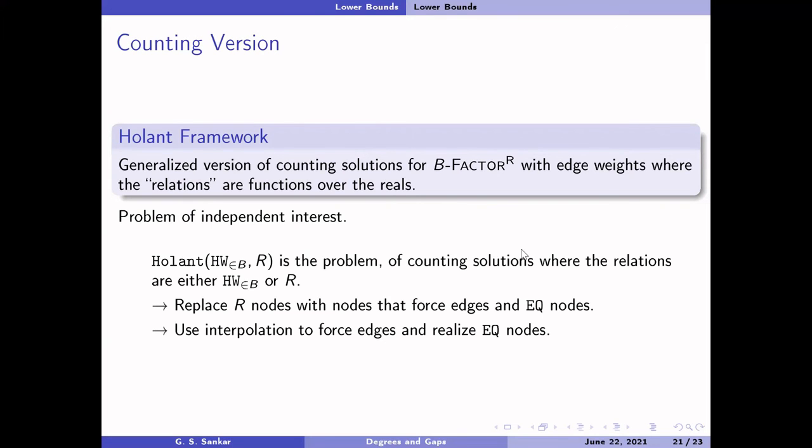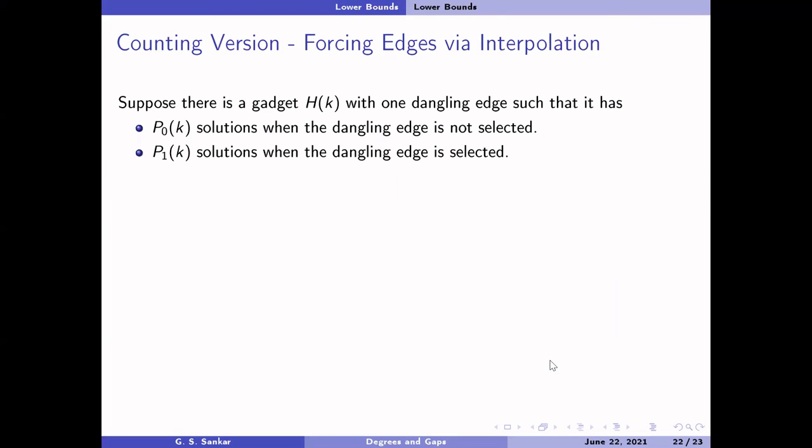B factor with relations can be seen as a Holant problem where vertices have the relation Hamming weight in B. And you also have nodes with arbitrary relations. What we'll do is replace the relations with nodes that force edges and also equality nodes. And using interpolation, we can force edges and realize these equality nodes. So I'll briefly describe how we can force edges via interpolation. Using a similar argument, you can show that you can realize these equality nodes.